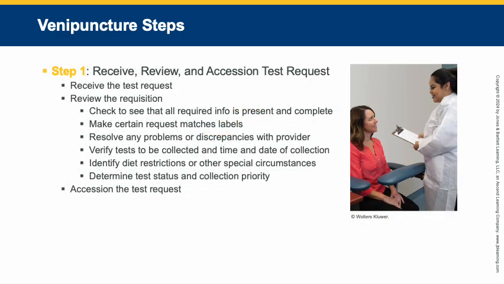Okay, now these are the steps in a slower order. Step 1 of the venipuncture: receive, review, and accession the test request, okay? Receive the test request, review the requisition. That means checking to see that all the required info is present and complete on that requisition. Make certain the request matches the labels that you have. Remember, the labels are going to either go with the paper system or the barcoded system.